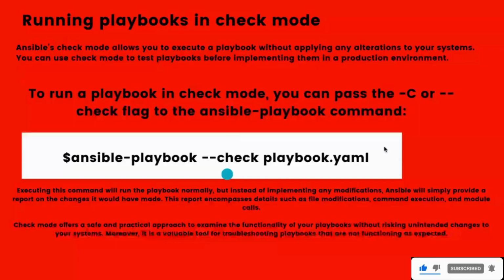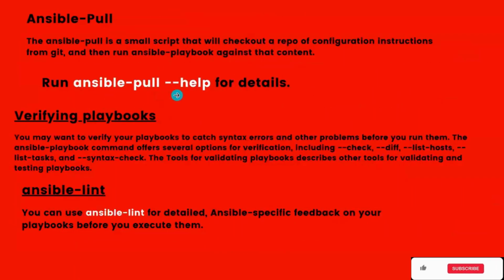So let's move to the slide again and try those commands. Run ansible-pull. The pull command, basically, ansible-pull is a small script that will check out a repo of configuration instructions from Git and then run ansible-playbook against them. Okay, so this is the command for this. Verifying your playbooks: syntax check. You may want to verify your playbooks to catch syntax and other problems before you run them. The ansible-playbook command offers several options to verify, including check, diff, list-hosts, list-tasks, and syntax-check. Okay, so you can use these kinds of things. Ansible lint: you can use ansible-lint for detailed Ansible-specific feedback on your playbooks before you execute them. So ansible-lint, okay, this is how you can use it.